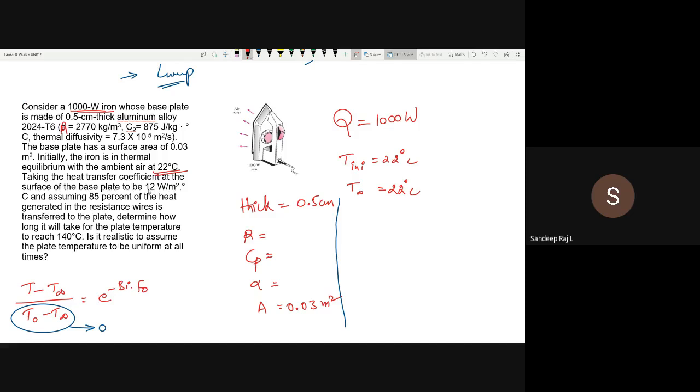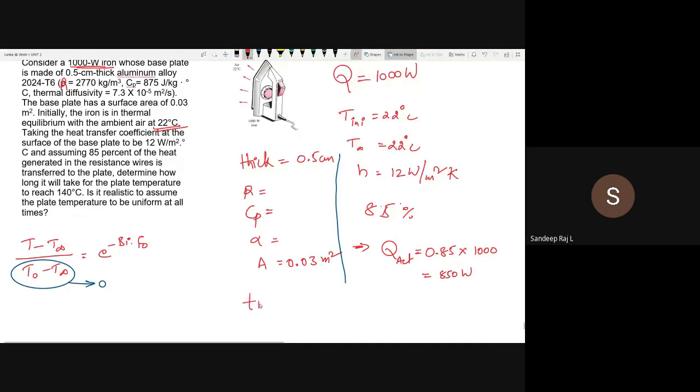Taking the heat transfer coefficient at the surface, H is equal to 12 watt per meter squared Kelvin, and only 85%. If this is 85%, what does that imply? Q actual has to be taken as 0.85 into 1000, so that will give you 850 watts. 850 watts will be your actual Q. Determine how long it will take. So again it is asking you to find the time.